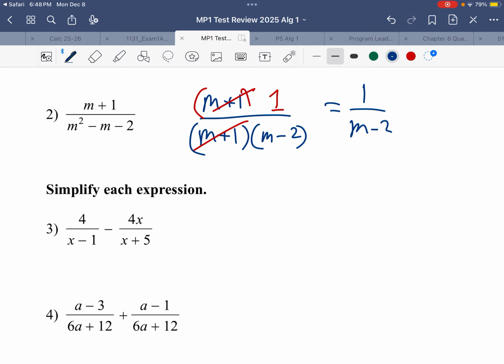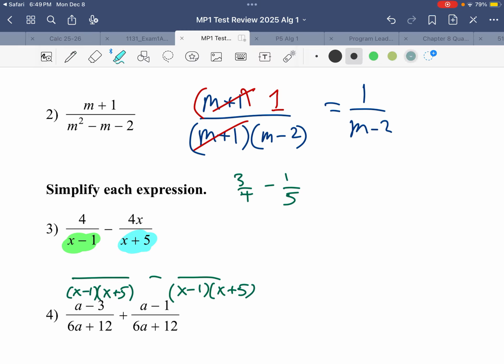In number 3, whenever we're trying to add or subtract the fractions, I need a common denominator. So if you had 3/4 take away 1/5, I would need to figure out what the denominator should be. Some people just multiply like 4 and 5 together. In this case, that would actually work for 20. The same idea here. If I have an x minus 1 and an x plus 5, I want both of these denominators to be x minus 1 times x plus 5, which you don't have to write as the two different denominators in here.